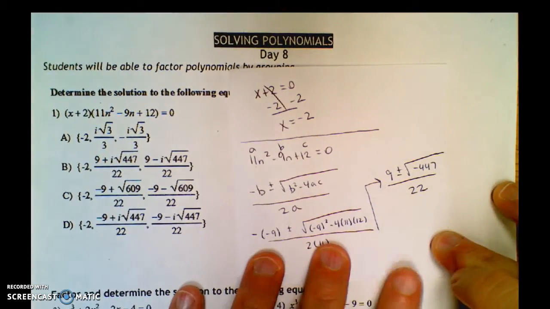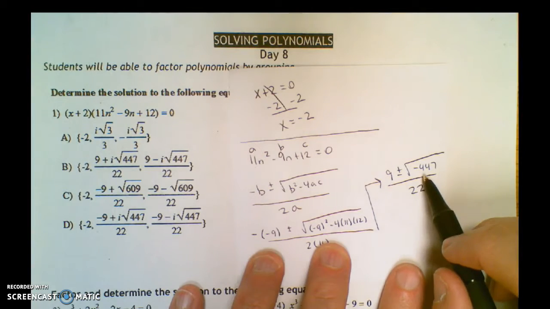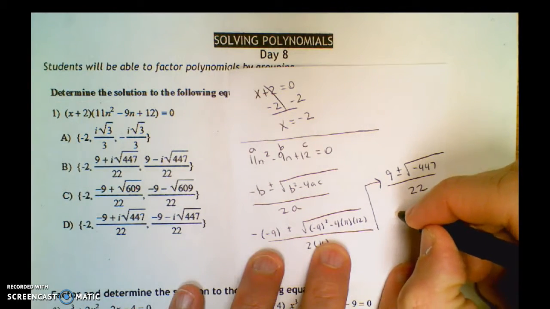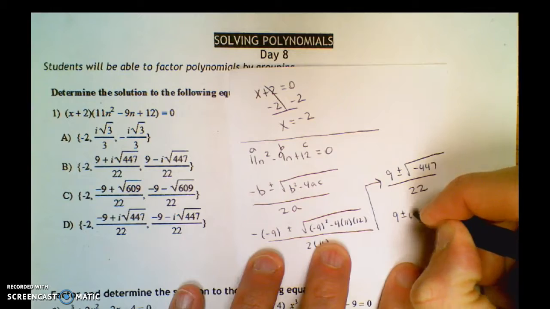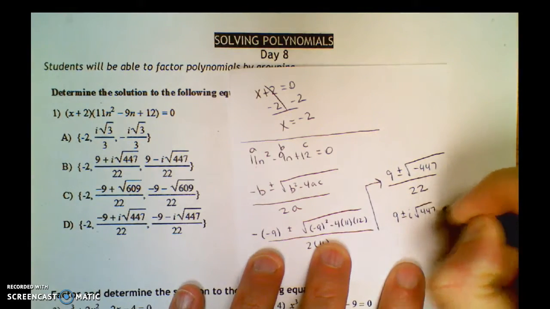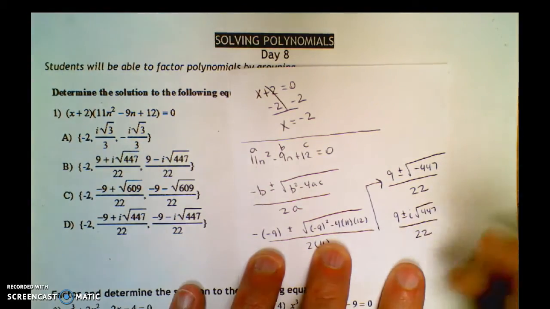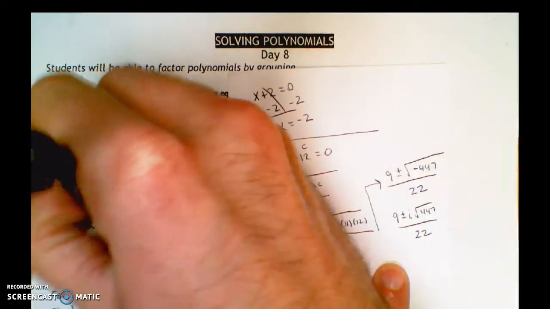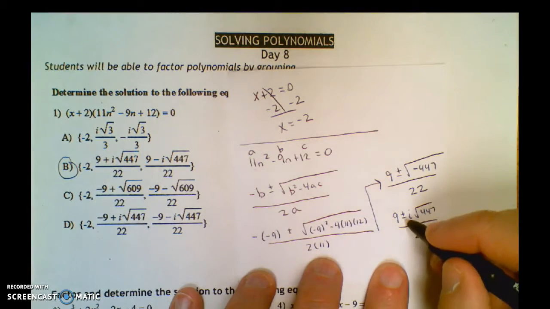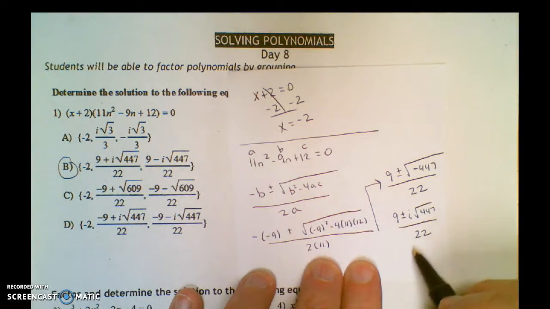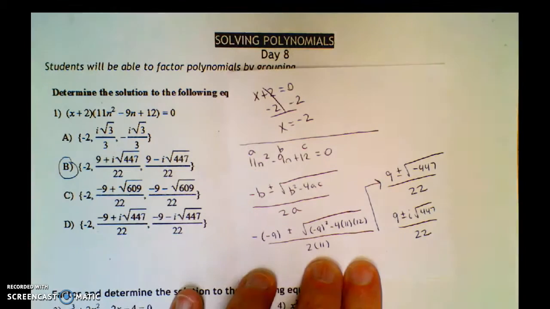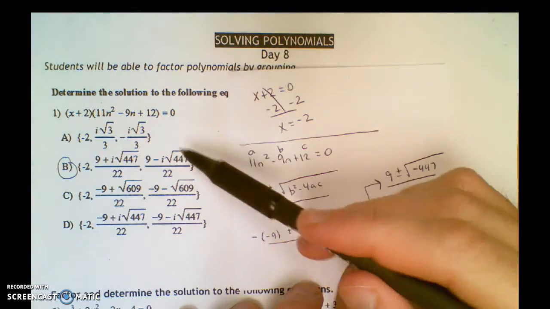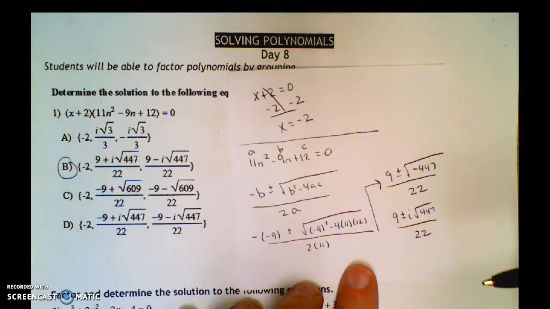And then remember, when you have a negative under a square root, it's an imaginary number, so I write 9 plus or minus i root 447 over 22. So in this case, it looks like my answer is going to be letter B. Because remember, this is two solutions, 9 plus i root 447 over 22, and 9 minus i root 447 over 22.